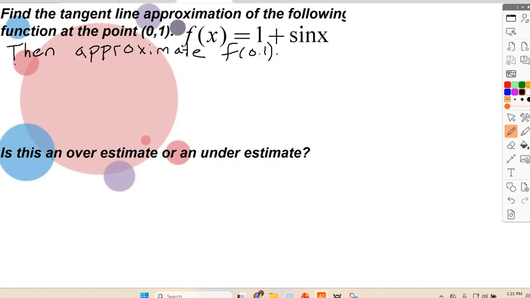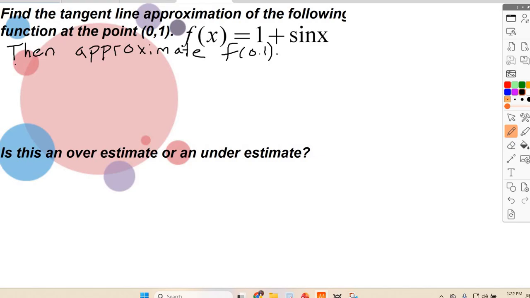What type of function do we have here? It's a trig function. If I were to plug in 0.1 for sine, is that going to be a nice pretty number? No, because 0.1 is not a common angle. So we're not going to get a nice pretty number there. This is a good instance where it's helpful to approximate it.